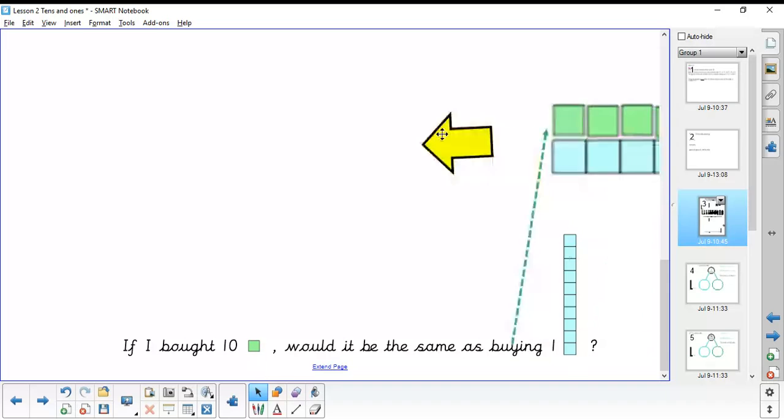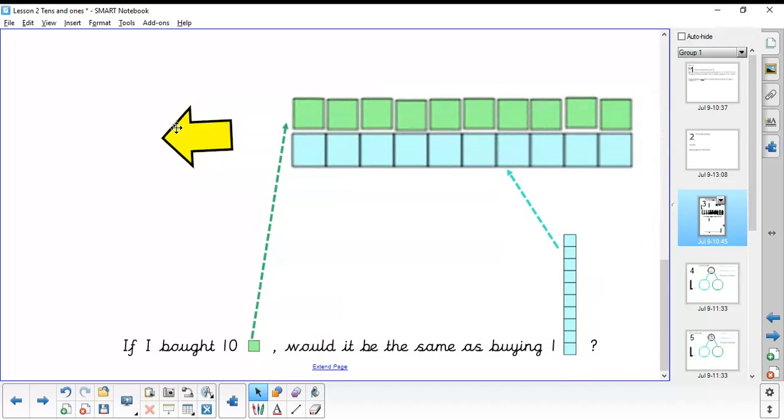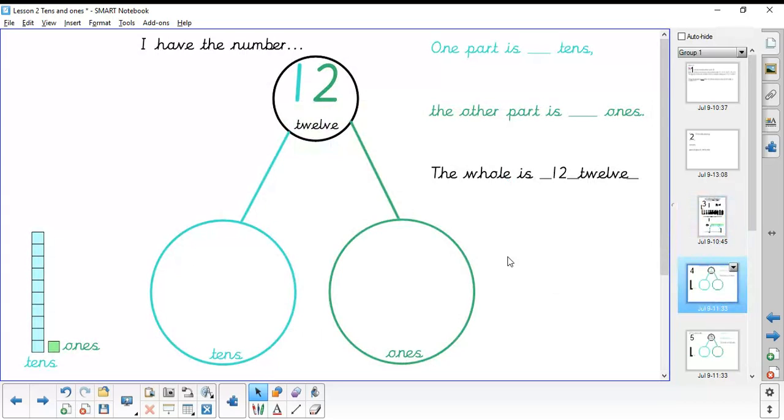Okay. Well, actually, it would be. Because if I had 10 of these and I lined them up like that, and I had one tower of 10 and I moved it onto its side, like this, it would have the same value. Something that's really important to remember. Okay, let's have a go at these questions.